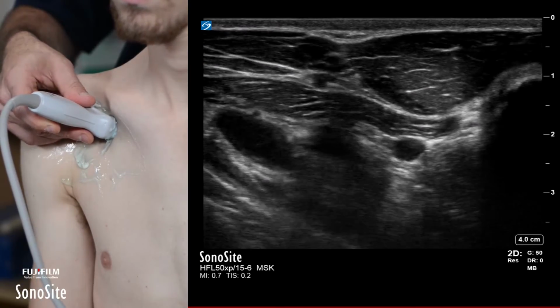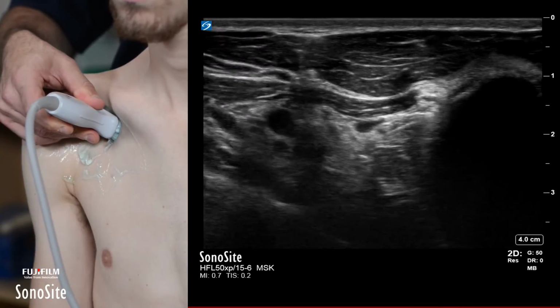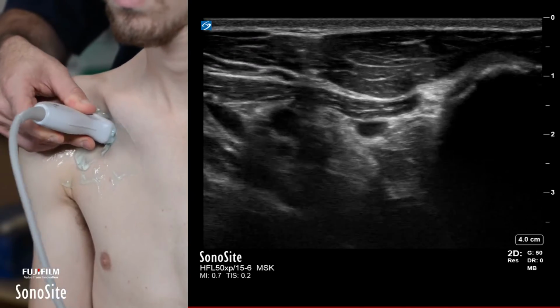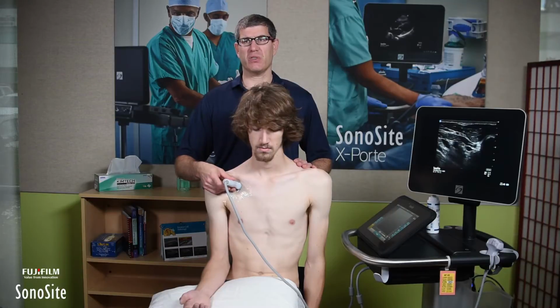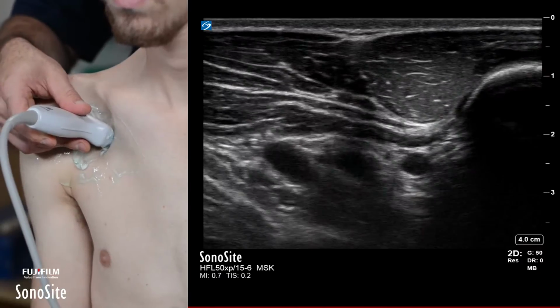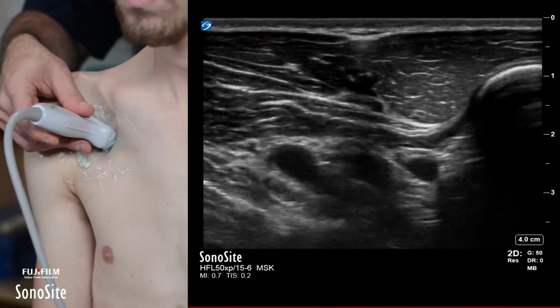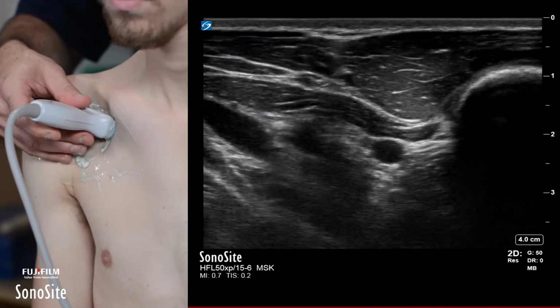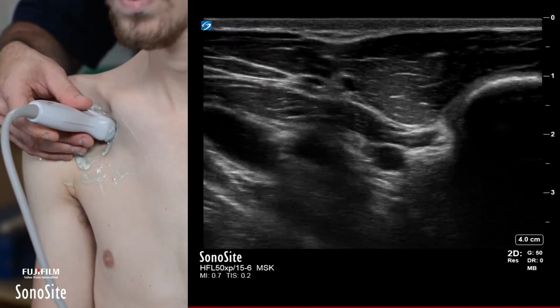Now, if I apply more pressure, you can see it's actually collapsed down the axillary veins, but the axillary artery is still pumping there. We're going to be looking here at the level of the cords of the brachial plexus. The cords are named relative to their position to the axillary artery.